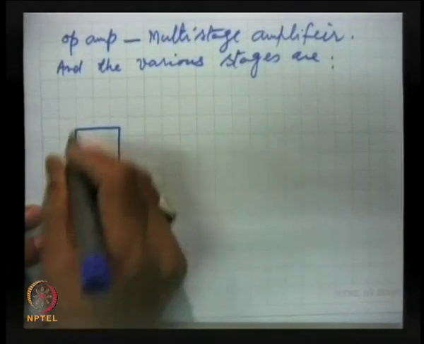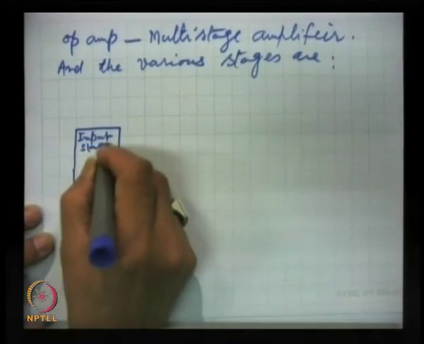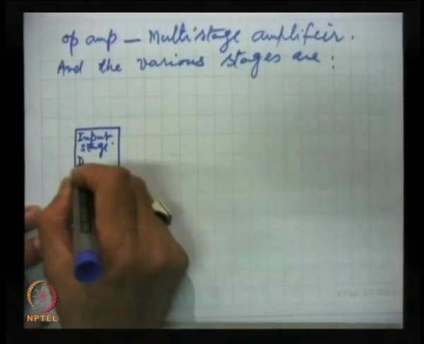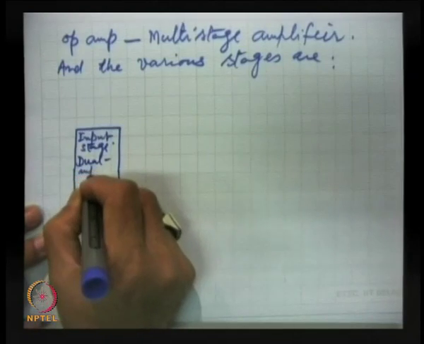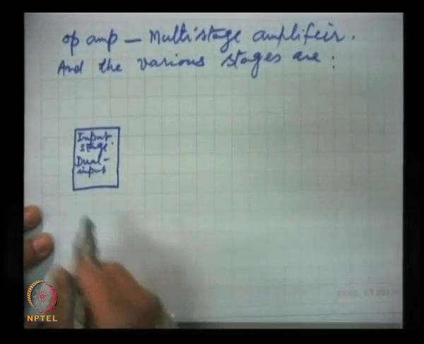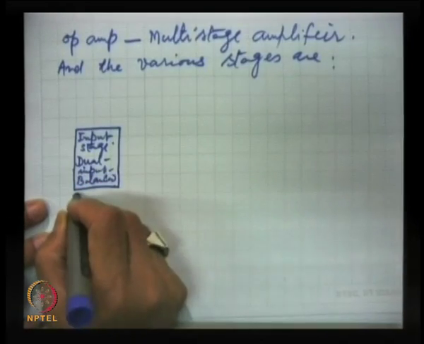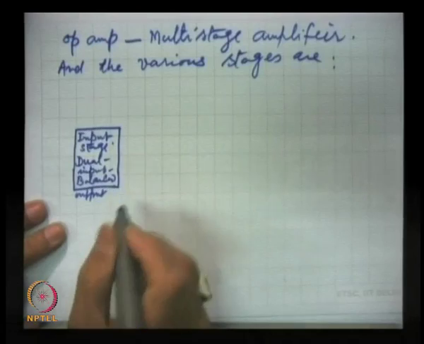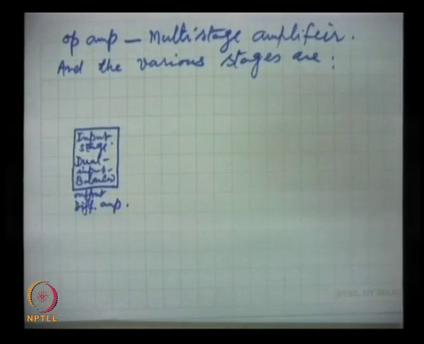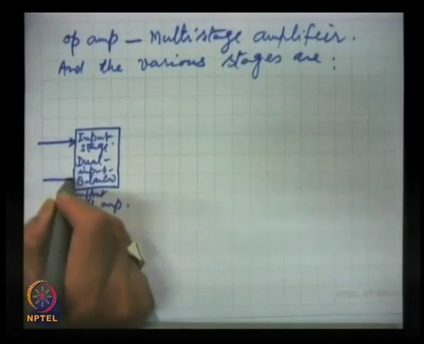This is the input stage, which is a dual input. This is a differential amplifier, dual input balanced output differential amplifier, and obviously it will have two inputs, 1 and 2.